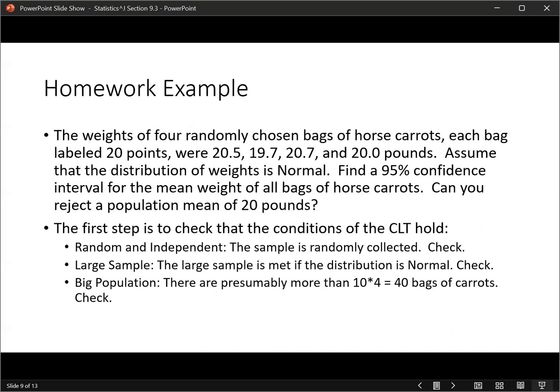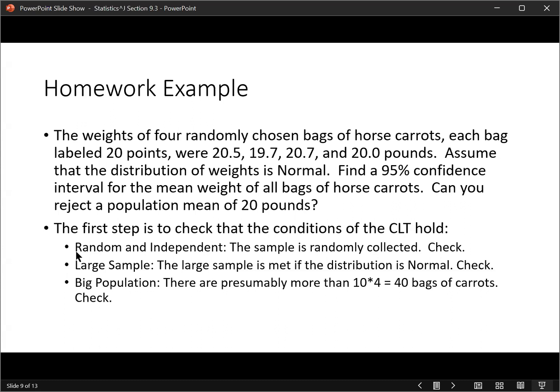And then they say, find a 95% confidence interval for the mean weight of all bags of carrots. Can you reject the statement that the population mean is 20 pounds? Okay, well, we'll look at that at the end. So the first step is to check the conditions of the central limit theorem.